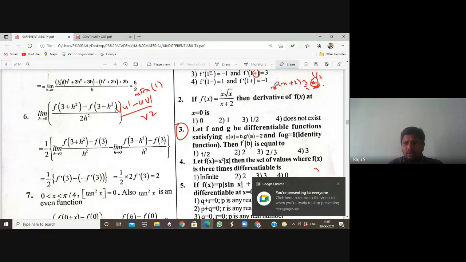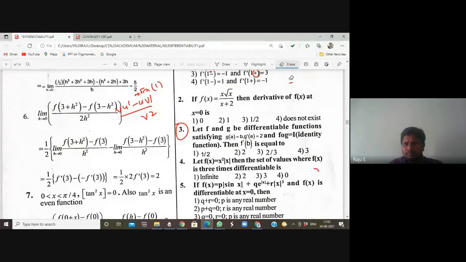Do you have any doubts in question number 2? Just find f dash of x with help of u by v rule, then substitute x is equal to 0. Question number 3.